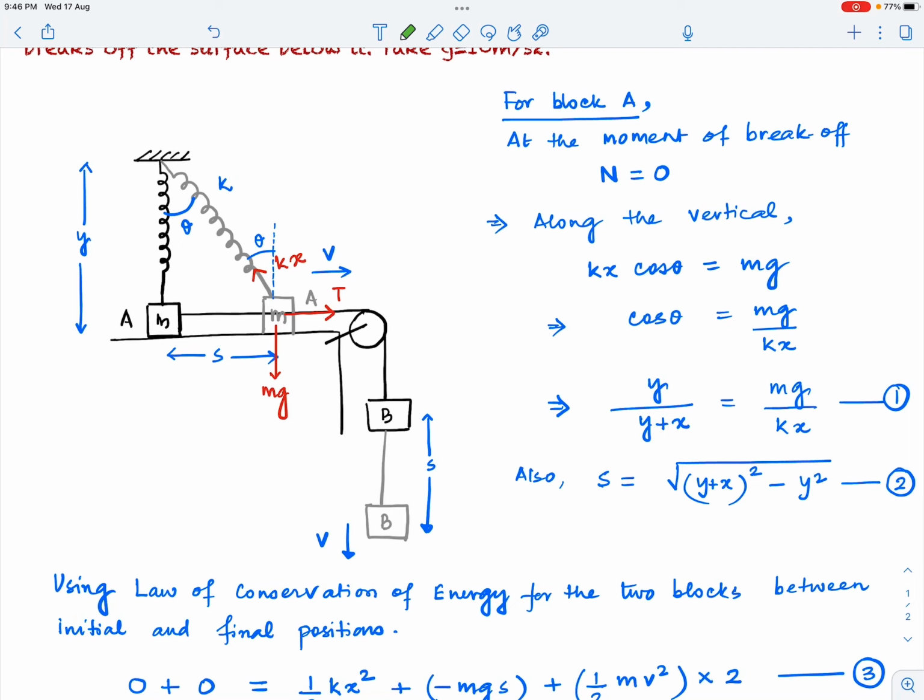The spring force and gravitational force, both we know are conservative forces, they do not dissipate the energy of the system. So, here we can easily use the law of conservation of energy, considering both the bodies, both the blocks, as a single system.